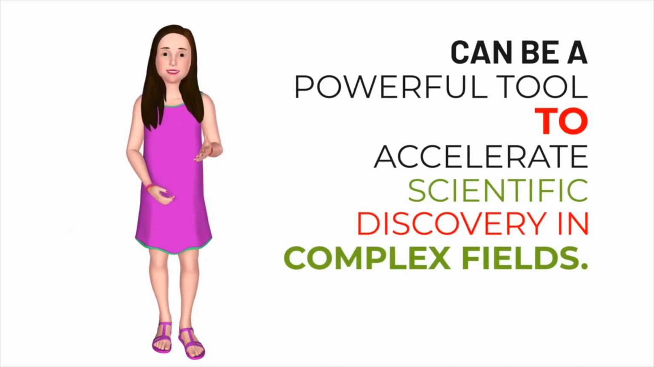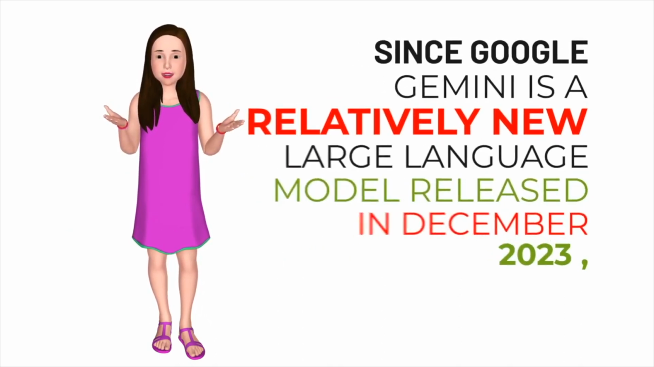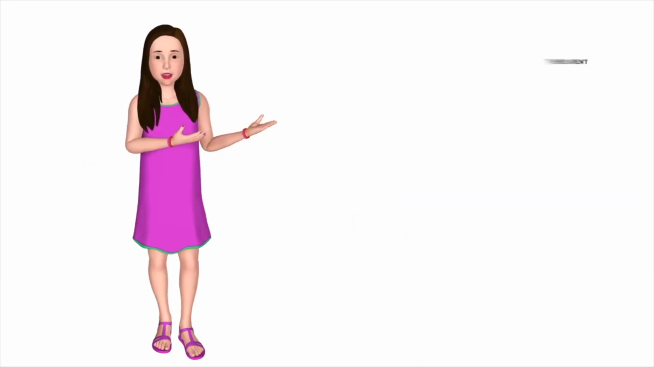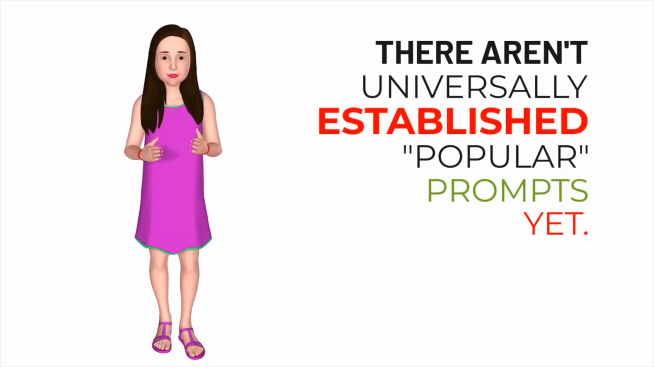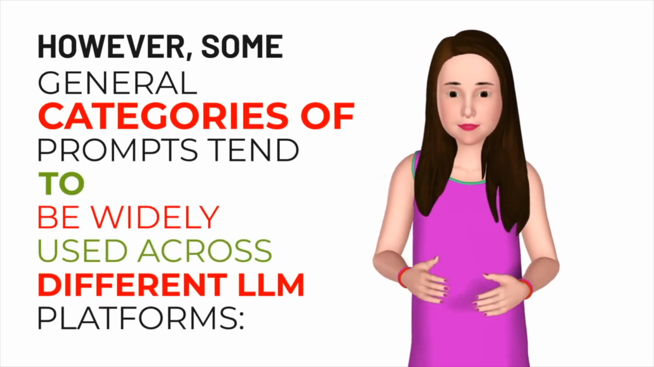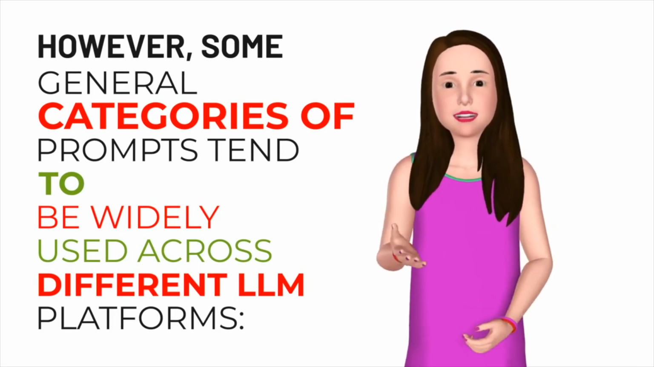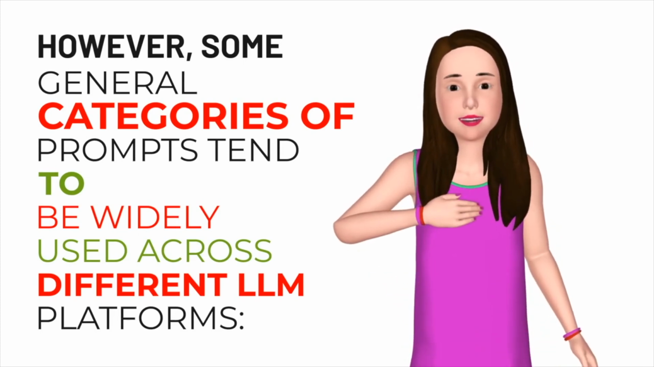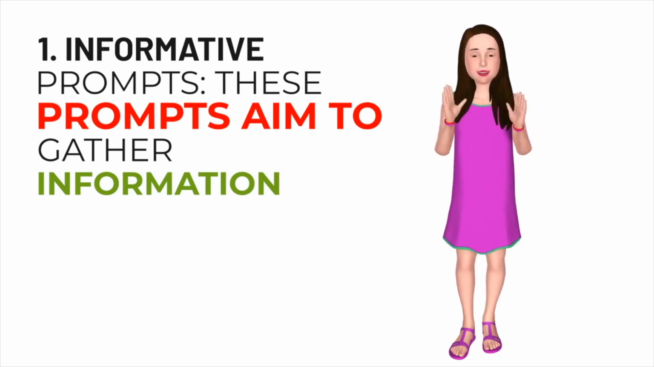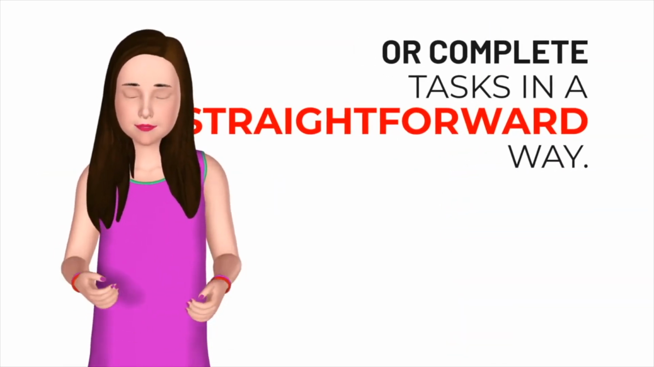Since Google Gemini is a relatively new large language model released in December 2023, there aren't universally established, popular prompts yet. However, some general categories of prompts tend to be widely used across different LLM platforms. 1. Informative prompts. These prompts aim to gather information or complete tasks in a straightforward way.